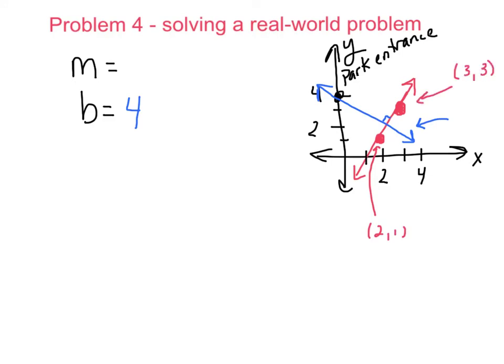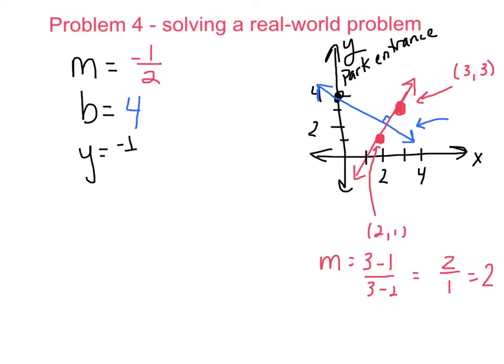Let's find the slope of that line. Subtract my y's, subtract my x's. That gives me a slope of 2 over 1, which is just a slope of 2. So if we're talking about perpendicular lines, that means I have to do the opposite reciprocal. That would give me a slope of the blue line of negative 1/2. So therefore my equation will be y equals negative 1/2 x plus 4.